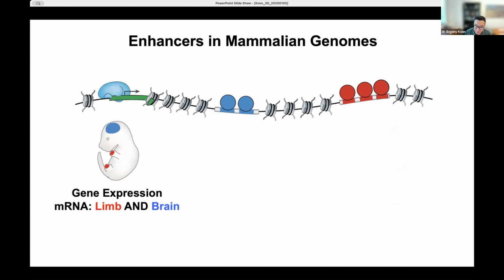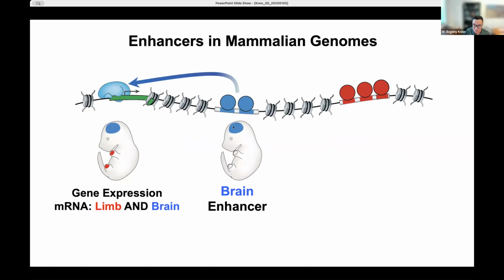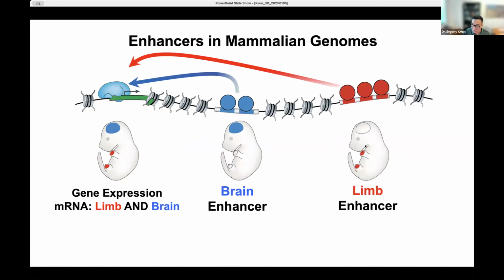A typical mammalian gene contains many such tissue-specific enhancer elements. For example, this hypothetical gene here has two enhancers, one which is active in the brain and another that is active in the limb. And the combined action of these two enhancers results in a more complex gene expression pattern in the limb and in the brain.